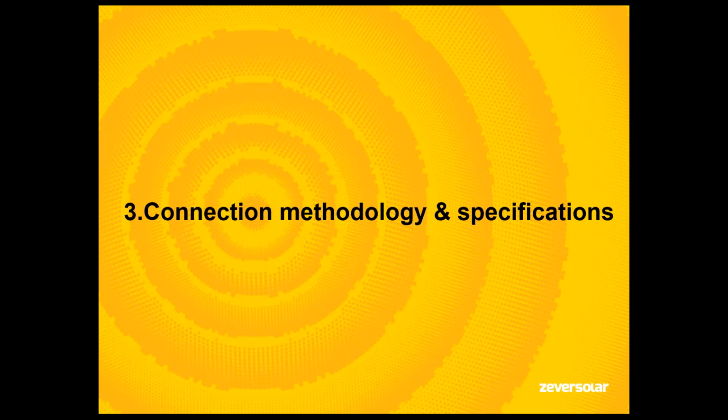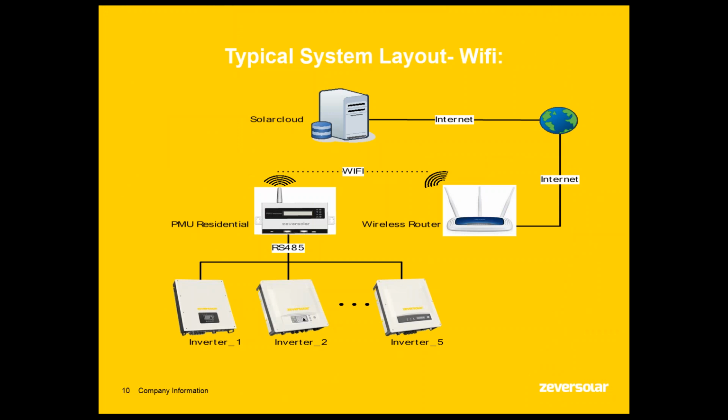So I'll be going over the connection methodology and specifications. As you can see in this slide below, this is the system layout for the ZeverCom unit. The main points to take out of this are that the inverter is connected to the ZeverCom via an RS485 cable, which is not provided with the unit. The ZeverCom may also come with a power pack, however the unit will derive its power from the RS485, so there's no need to connect this.